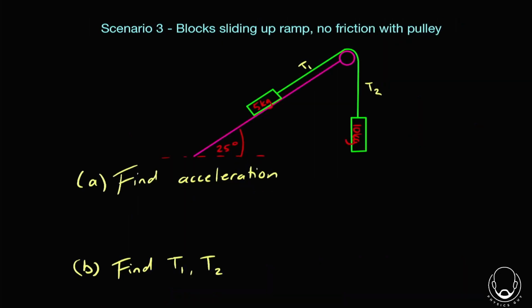Next scenario, we have blocks sliding up a ramp, no friction, with a pulley, and again, it's asking us to find acceleration. A little bit different now because it's not just a flat horizontal surface. We've now got an incline, which means we're going to have a component of the object's weight force acting parallel to the ramp, and a component acting perpendicular to the ramp. That's one of the things you should become familiar with.